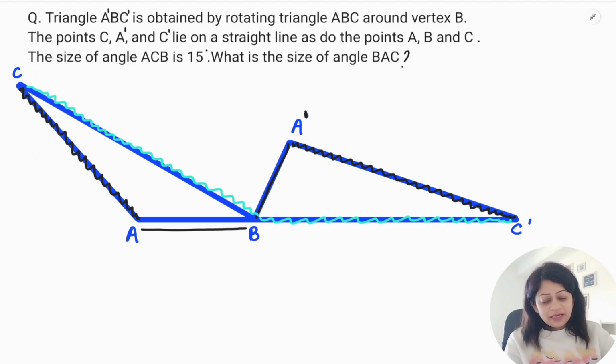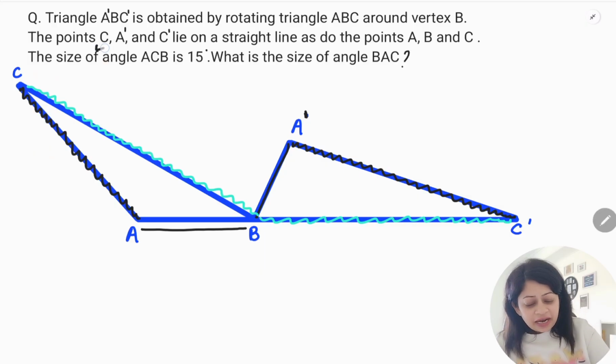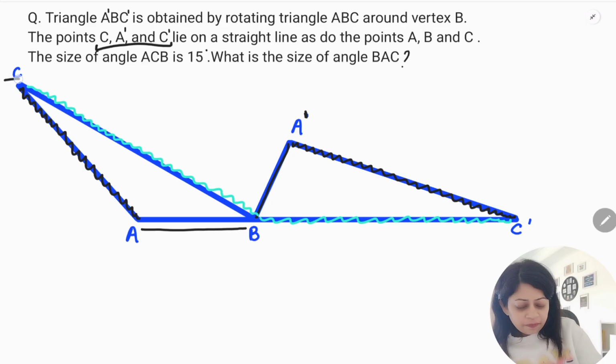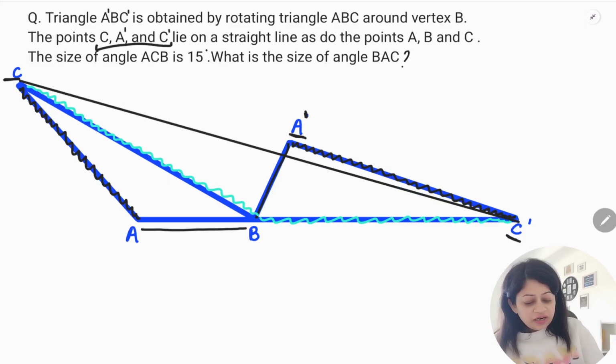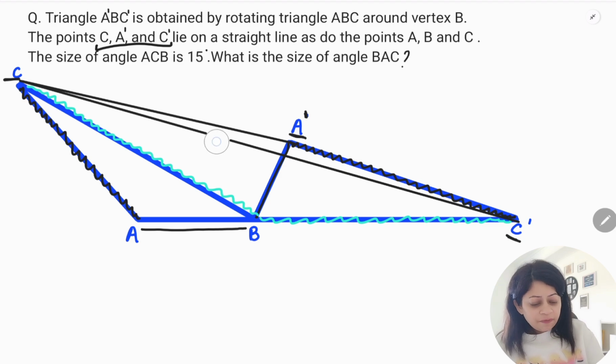Okay, then they say the points C, A dash and C dash. Okay, let us look at these points. C is here, A dash is here and C dash is here. They say they lie in a straight line. Okay, so let us join this straight line like this. So this is a straight line. The figure is not up to scale, but actually if I match this, this is a straight line. Okay. I will remove this extra line.